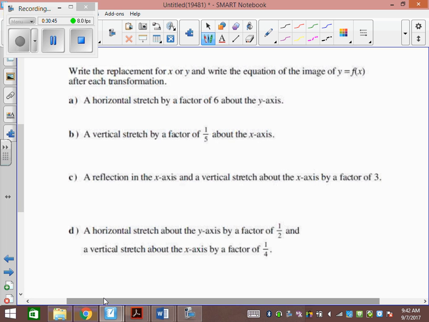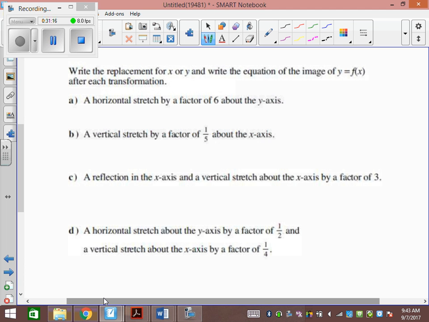So words to equation, okay? Write the replacement for x or y, write the equation of the image. If they ask you for the replacement, you need to know what that is. Replacement is what you'd replace the variable with. So when you do replacement, you always do the opposite, because you're replacing it with that value, right? And our y's, we always bring it over. So we actually replace and then we bring them over right away. So remember when you're replacing them back in, you'd actually have to do the opposite.